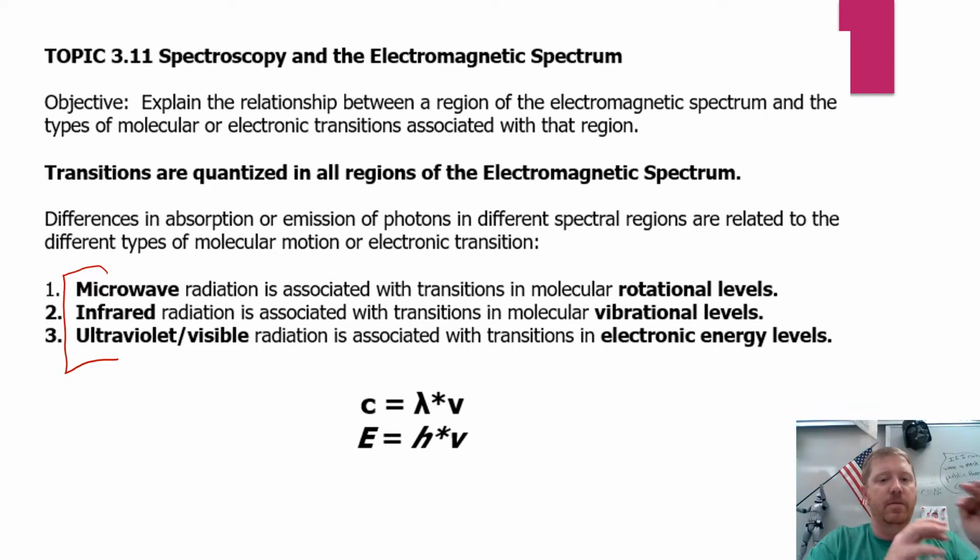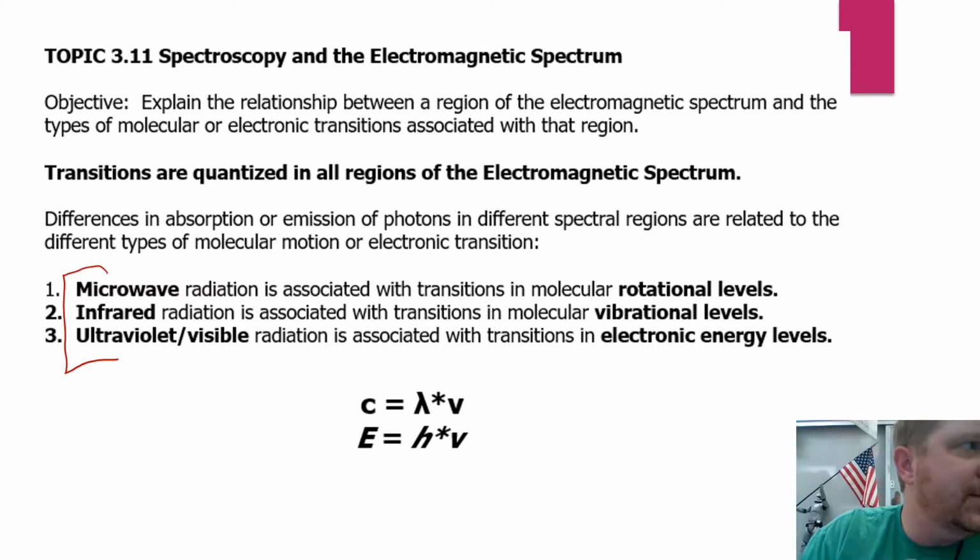If you're dealing with microwave radiation, that causes particles to rotate, as in spin. If you're dealing with infrared radiation, that causes particles to vibrate, as in bounce. And if you're dealing with ultraviolet, that causes electron transition.